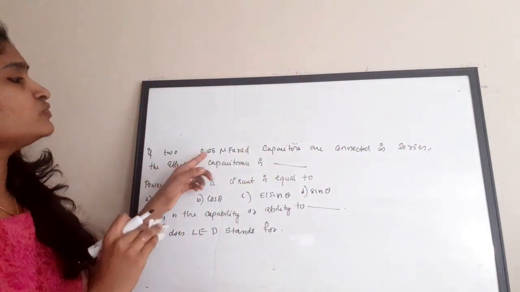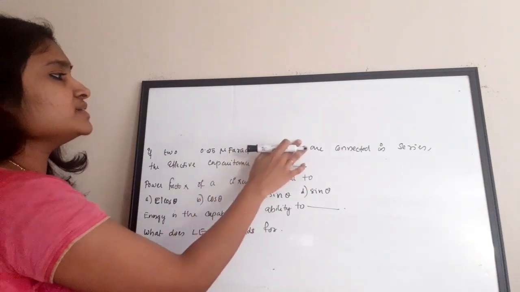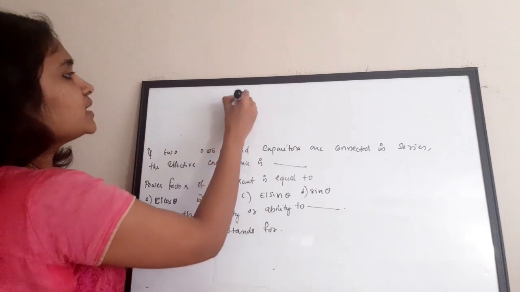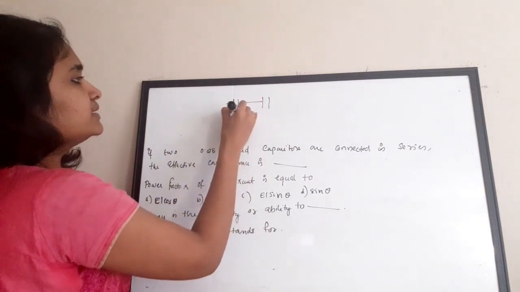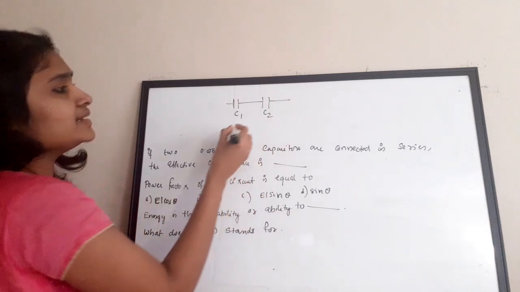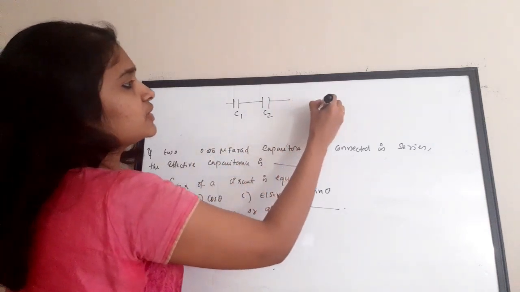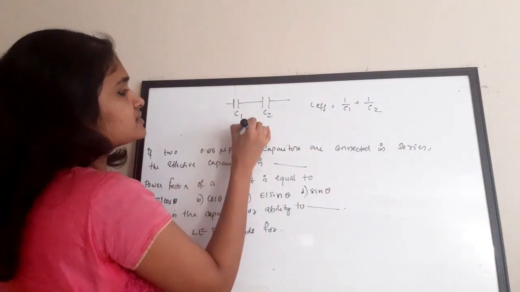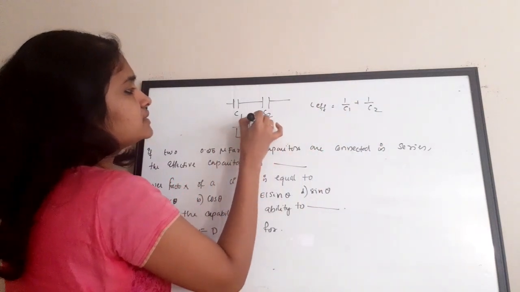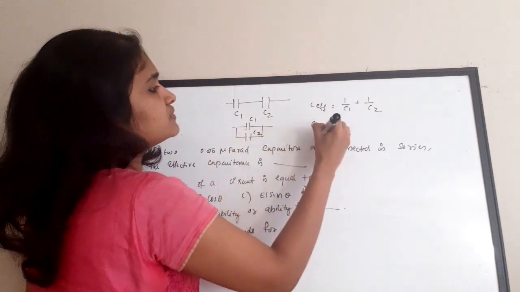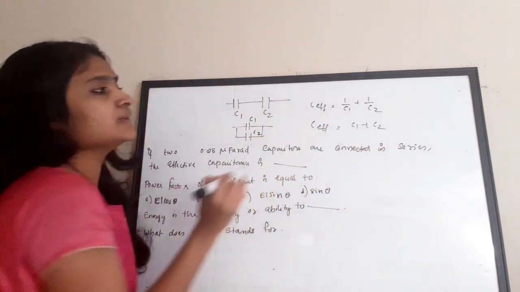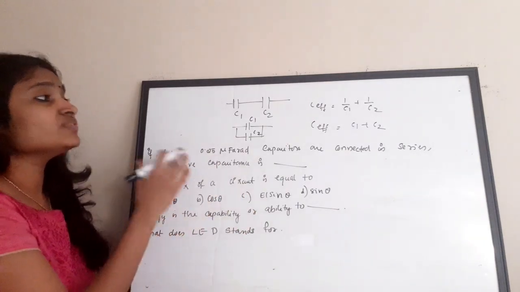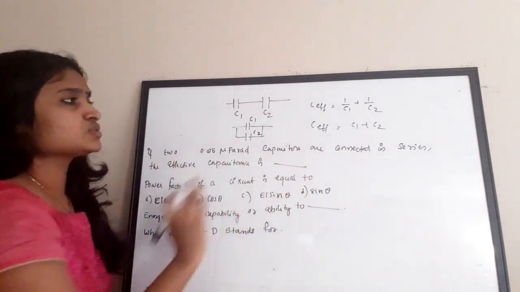If two 0.25 microfarad capacitors are connected in series, the effective capacitance is dash. Okay, so here we are going to connect two capacitors in series. Let them be C1 and C2. What is the relation for the effective capacitance? For series, 1 by C effective is equal to 1 by C1 plus 1 by C2. And if these capacitors are connected in parallel, then C effective is equal to C1 plus C2. This is the relationship you should study in order to answer these types of questions. Anyway, this is also very simple. That's why I have not written the options also.